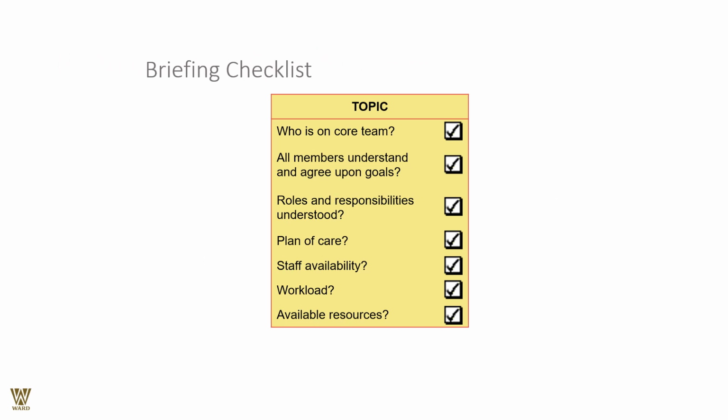Brief checklist: who is on the core team, all members understand and agree upon the goals, roles and responsibilities understood, plan of care, staff availability, workload, and available resources, as the case may be. This is what the briefing checklist should incorporate. You should always have a checklist in place so that you don't miss any of the points and probably regret that this has not been communicated in front of the team members.